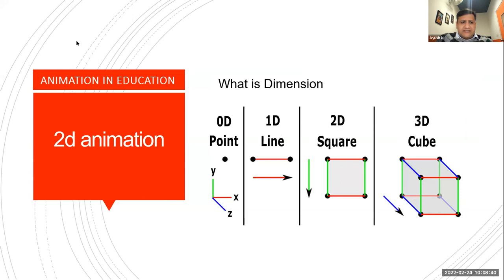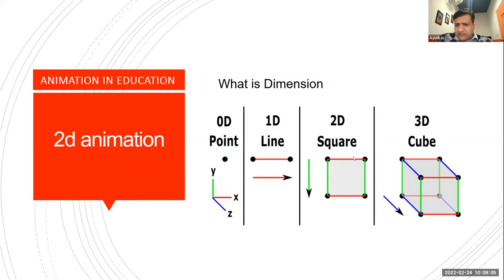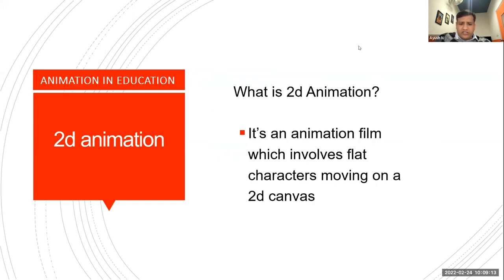So how is this related to animation? The computer has a memory and a way of storing things. When it stores things and we can make them move, and when they are allowed to move in only two dimensions, in a flat plane, then that kind of animation is called 2D animation. Okay, it's an animation film which involves flat characters moving on a 2D canvas.